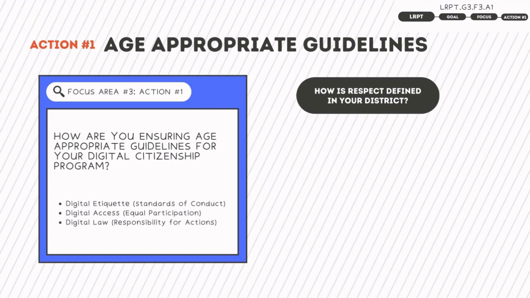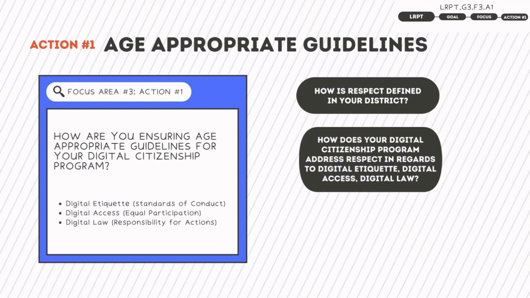The age-appropriate guidelines should include areas that address digital etiquette, digital access, and digital law. Knowing that these areas are vital, how does your digital citizenship program address respect in regards to digital etiquette, digital access, and digital law? Check out the resources for more information on age-appropriate guidelines.